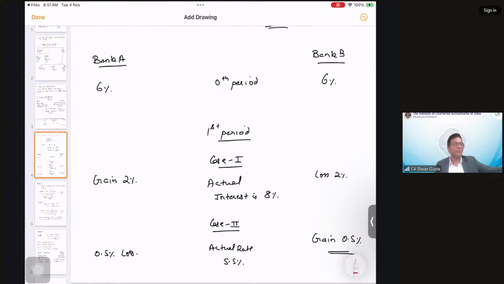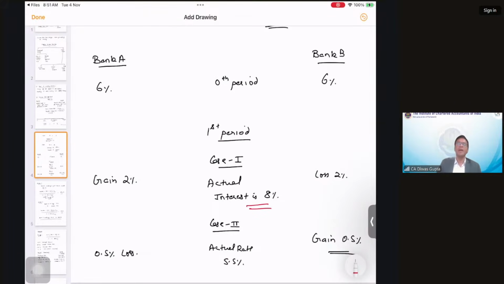Now let's come to the payoffs between these two banks. Let's say Bank A is the one in the borrowing position, and Bank B is the one in the lending position. So 6% is what they have agreed on in the 0th period. Now after the first period, let's say the actual interest rate is 8%.